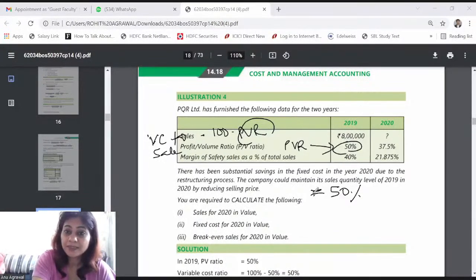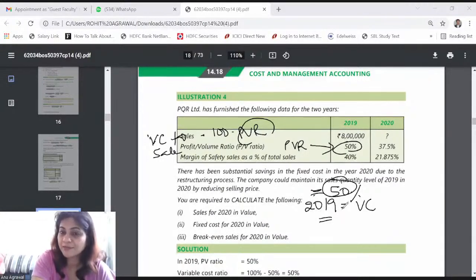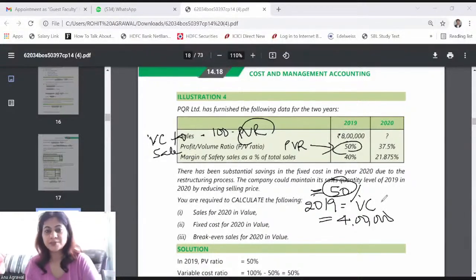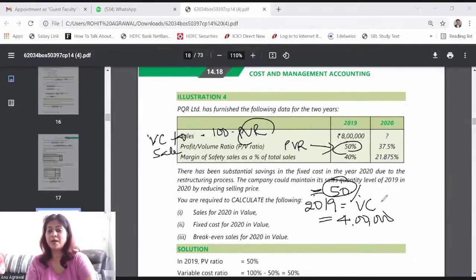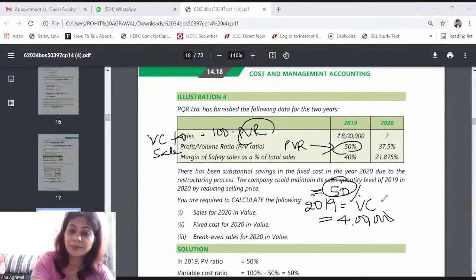That means in 2019, my variable costs were how much? 8 lakhs into 50%. Now this 8 lakh into 50% is a variable cost ratio. So I have calculated 4 lakhs. Okay. Then further they are telling me that margin of safety as a percentage of total sales is 40%.